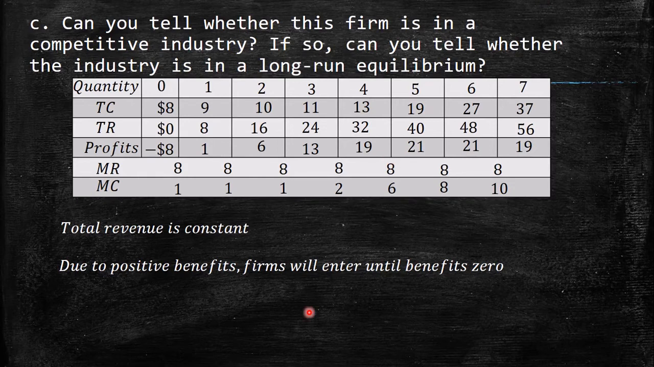total revenue. Can you tell whether this firm is in a competitive industry? If so, can you tell whether the industry is in a long run equilibrium, sorry. So here, first, the total revenue is constant. As I said before, it means that this is a competitive firm. So there's not any change of that. And then this is not the long run, because remember, in the long run, all the firms in the market are going to have zero profits. So definitely this is not the long run.